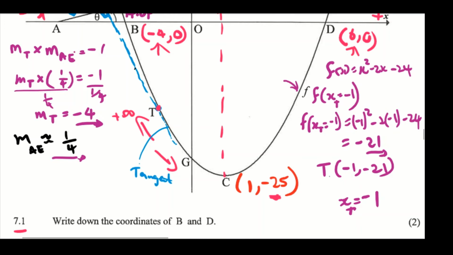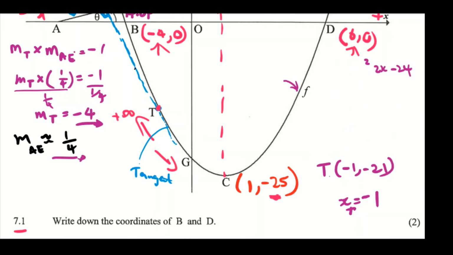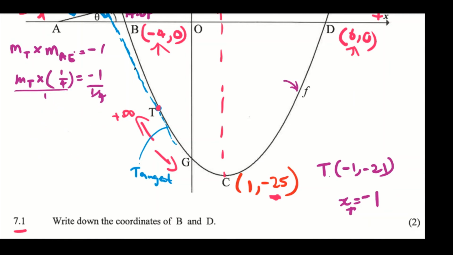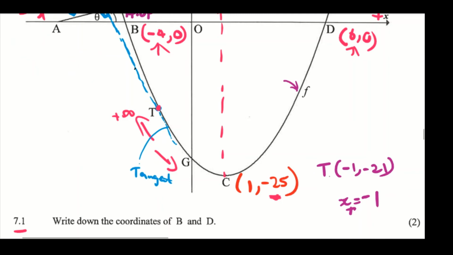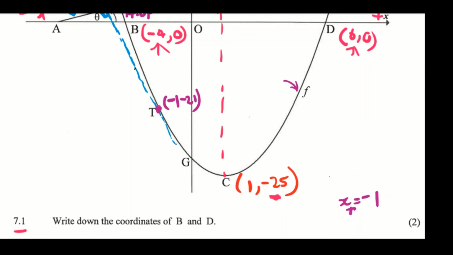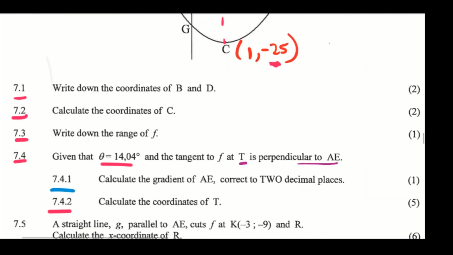So let's just erase everything here and indicate that on the graph, right? So just going to write on T the coordinates of T, minus 1, minus 21. Cool. So we are done for this question. Let's look at the other one.